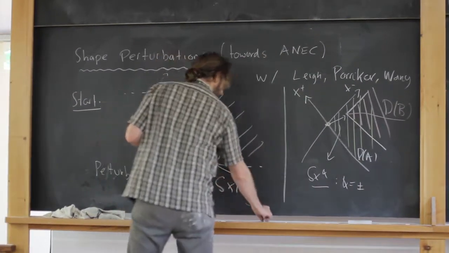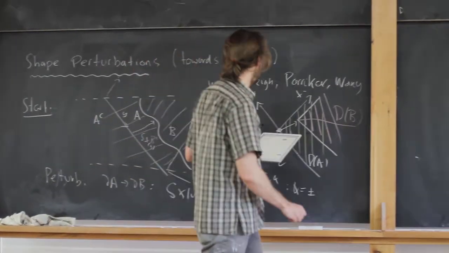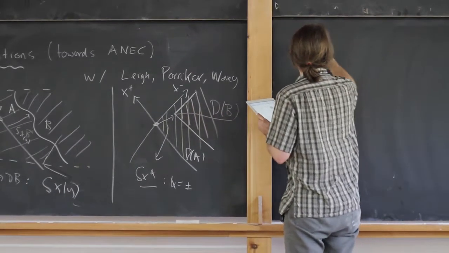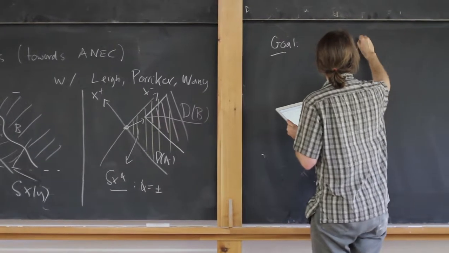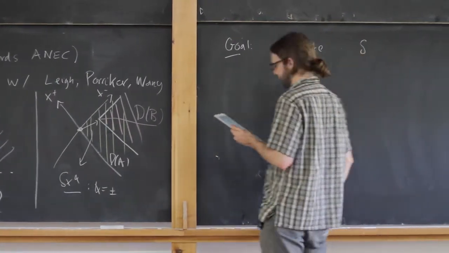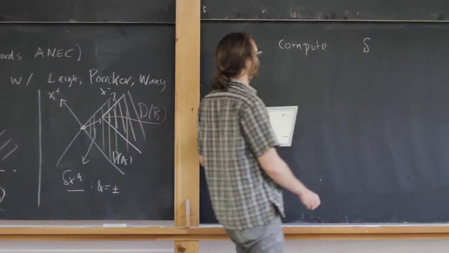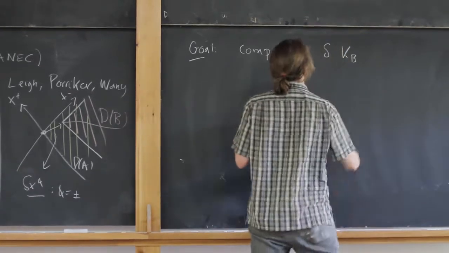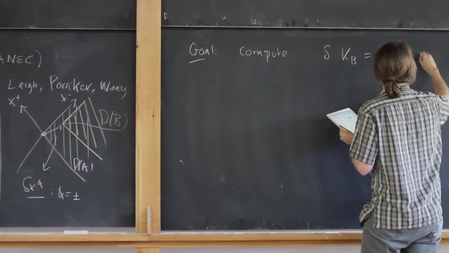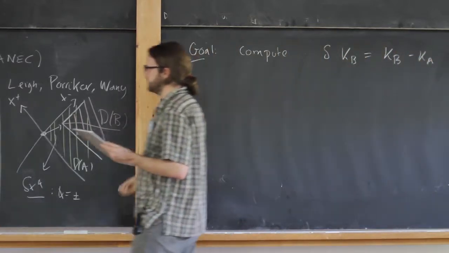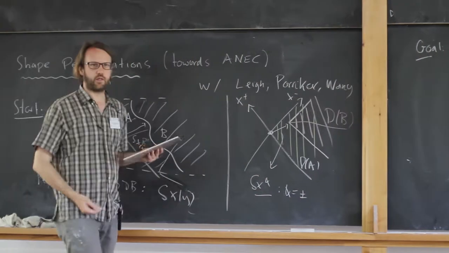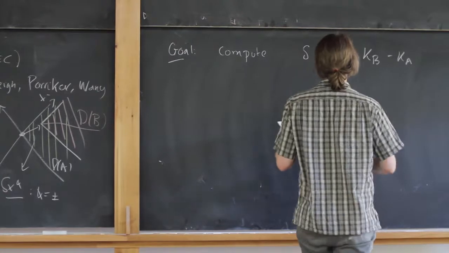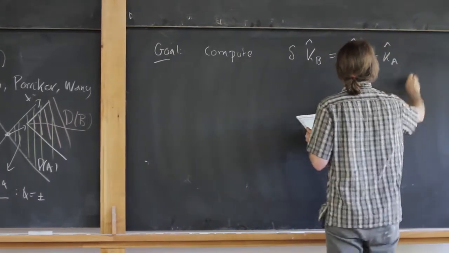All right. So the goal is to compute the change in the modular Hamiltonian under this deformation, which is K_B minus K_A. Of course, to make sense of this, we always have to go to the full modular Hamiltonian, because otherwise this operator doesn't make much sense. It is divergent and so forth. So I should put hats on this. And so what is this?